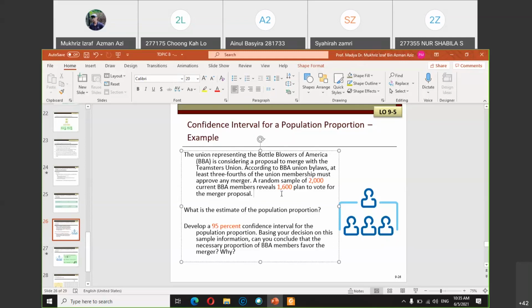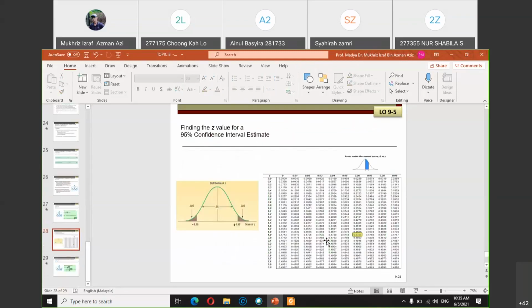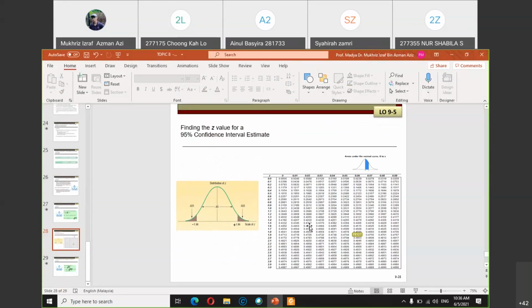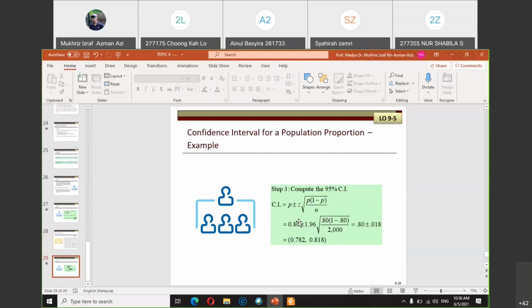So you can see here the information is very limited, very simple. If you see this kind of question, and you need to construct the CI, from here you can see already that you need to calculate or develop the CI for the proportion. So automatically you know the formula that you need to refer to. Here the Z value is of course 1.96. You know that P is 0.8 just now, you solve for it.